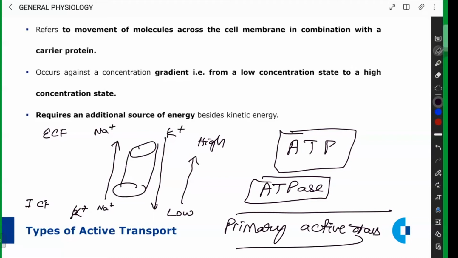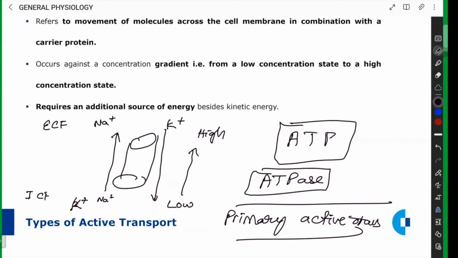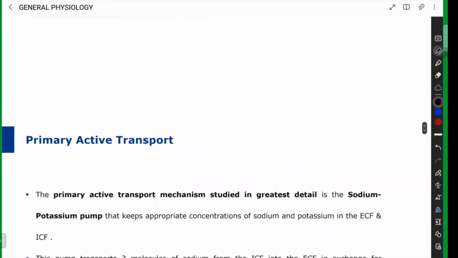Now moving towards the second one, that is going to be secondary active transport. Before moving towards secondary active transport, in primary active transport, remember all the molecules are going to be moved against their concentration gradient. So here there is going to be ATP hydrolysis. One fine example is your sodium potassium ATPase pump.